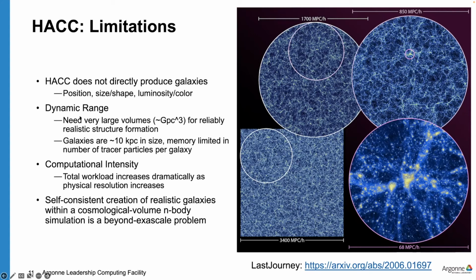It's a very large dynamic range, so you need very, very large volume simulations to get realistic structure formation information out of there. The computational intensity increases dramatically as the resolution of the simulation increases. And self-consistent creation of realistic galaxies within a cosmological volume N-body simulation is beyond an exascale problem. Like I was mentioning, some of the physics that drives star formation is obtained from modeling.